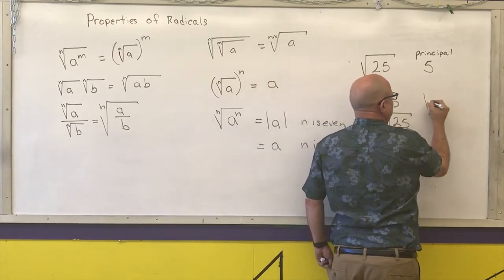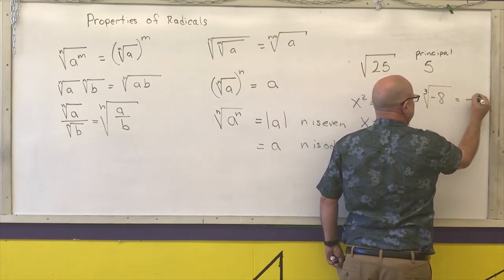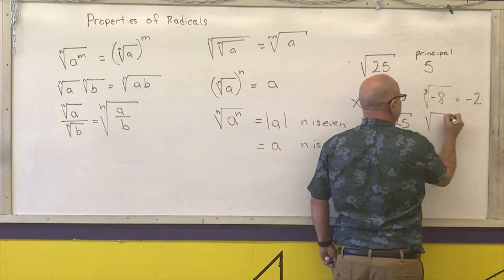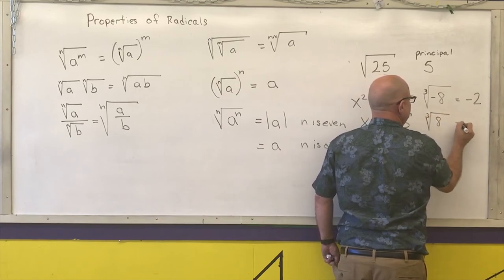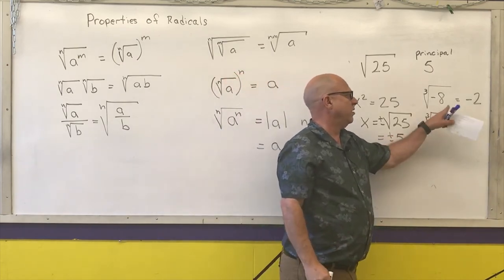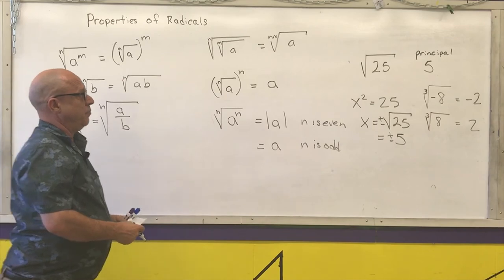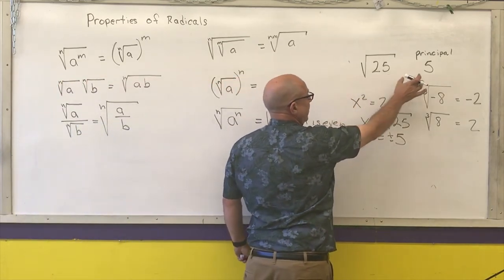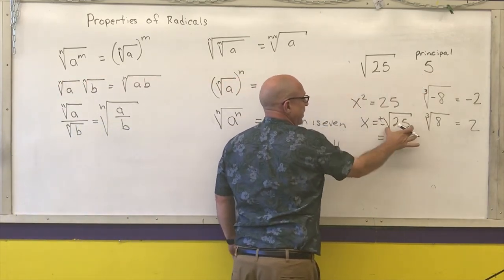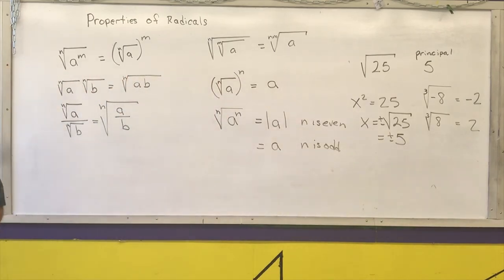Okay? And the principal root has the same sign as what is underneath the radical, or the radicand. For example, the cube root of negative 8 is negative 2. And cube root of 8 is 2. Same sign as the radicand. So if they provide it for you, you're going to give me a single answer. If you're the one that's taking the root, you're going to provide me all of the answers that are associated with it. So that's it for the properties of radicals.